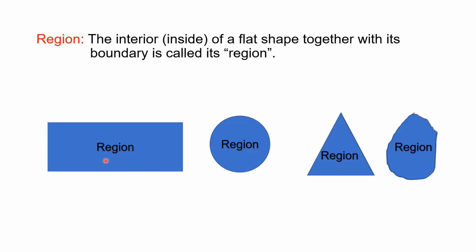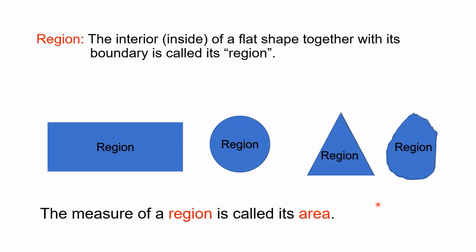Now, the measure of this region or all these regions is called area. So, the measure of a region is called its area. Generally, area is measured in square centimeters or square meters.